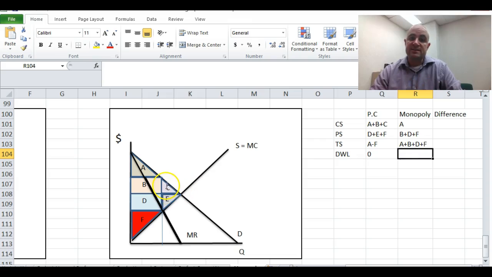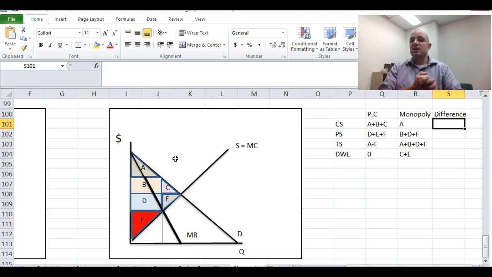Now, these areas C and E in here, these were part of total surplus. They were a benefit to society when we were operating at equilibrium. But now nobody's getting that benefit. Nobody's getting that surplus because we are producing fewer units. And so deadweight loss is areas C and E.